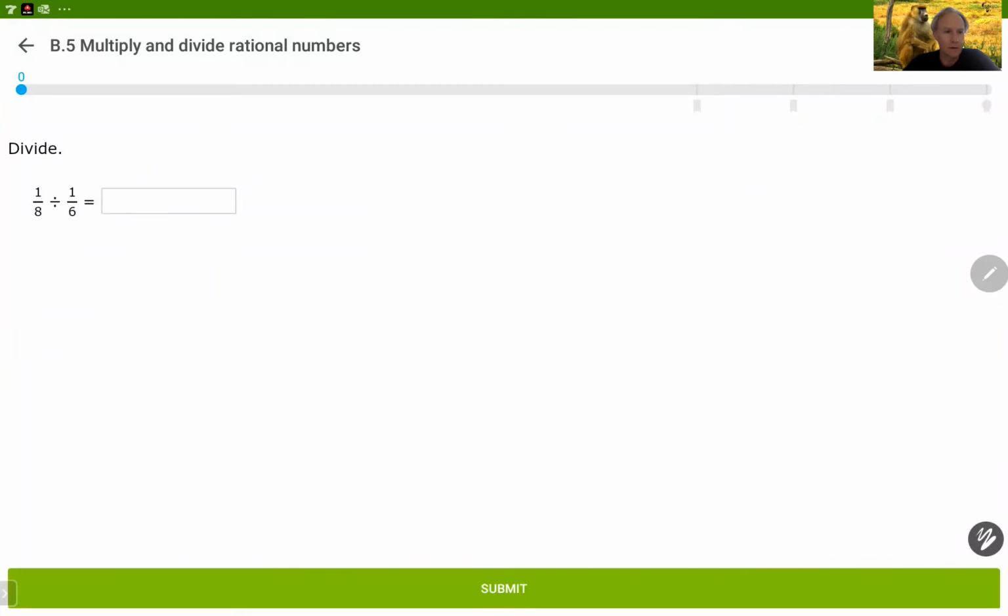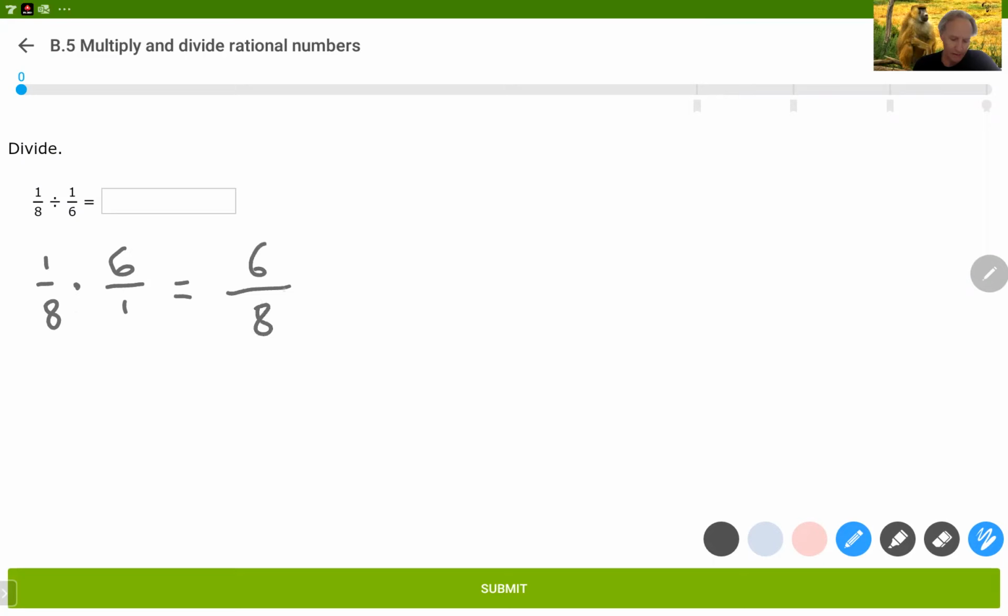And this first one is a fraction division. And remember, we don't really divide fractions. We change it to multiplying by the reciprocal. So I'm going to leave my 1/8 alone, and I'm going to change my division to multiplication. My 1/6 is really 6/1. And there's two ways of dealing with this. You can multiply straight across, which is what you're supposed to do. 1 times 6 is 6, and 8 times 1 is 8, and we can reduce that to 3/4.